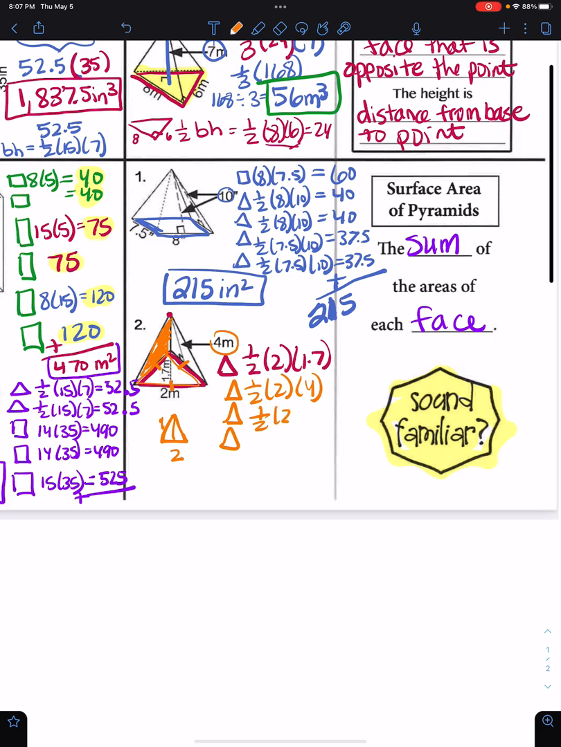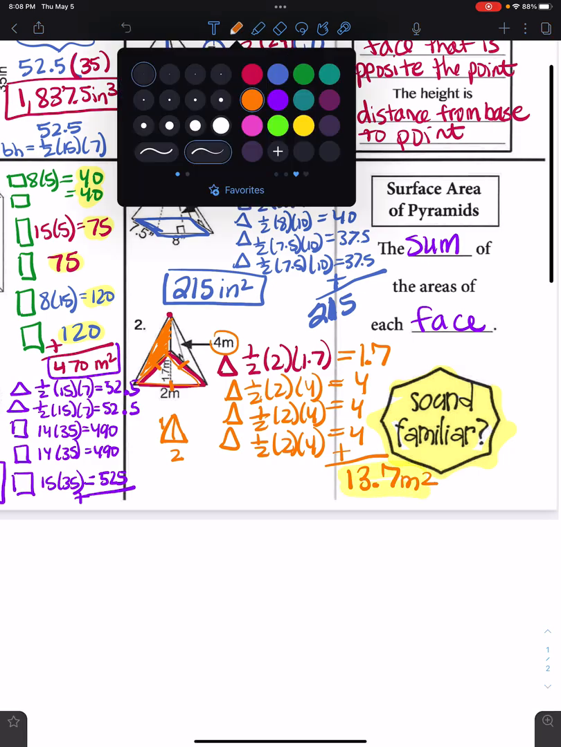These are all pretty easy to do without a calculator, because the first one's just half of 2, which is 1, and then 1 times 1.7 is 1.7. And then half of 2 is 1 times 4, so 4, 4, and 4. Going to add these up. 4 times 3 is 12, so 13.7 meters squared.